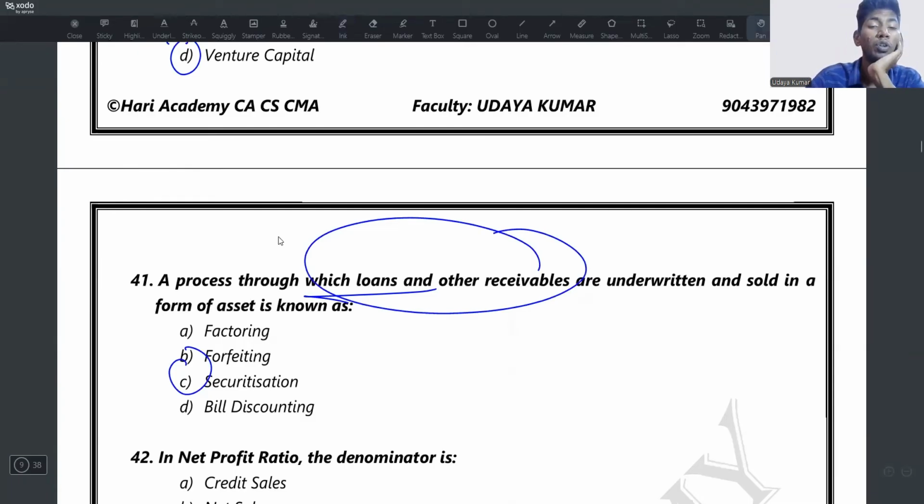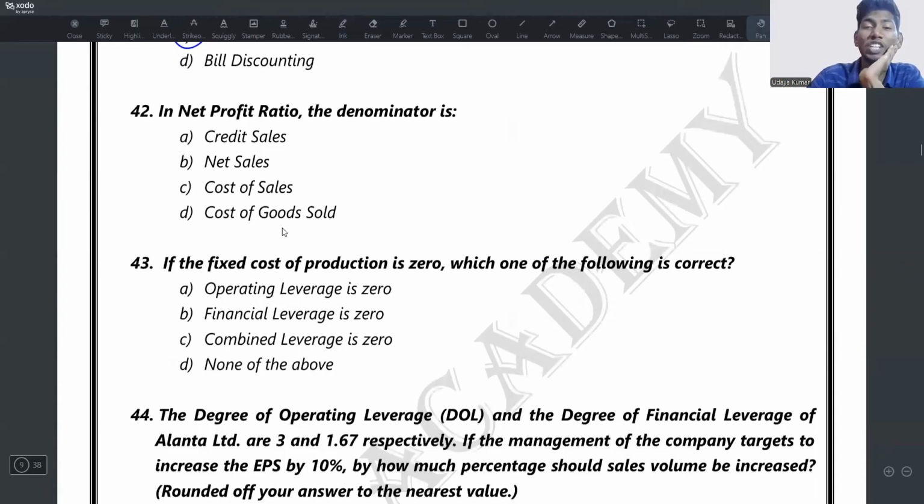Okay. So moving to question number 42. In net profit ratio, the denominator is what? Credit sales, net sales, cost of sales, cost of goods sold. Here, if it is given as sales, you would have answered the question. But now, would you take credit sales alone? No. Cost of sales? No. Cost of goods sold? No. Then the option is net sales.